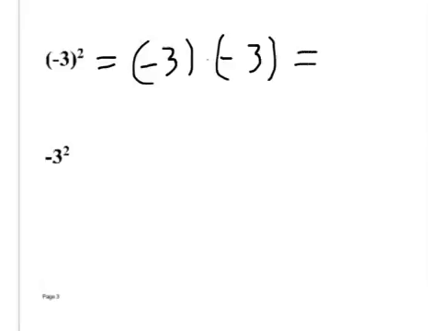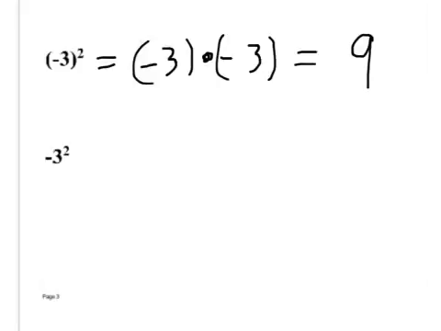The difference between this and this is the negative is inside parentheses here. So it's written like negative 3 times negative 3. What's negative 3 times negative 3? It's 9. A negative times a negative, same sign, always gives you positive.